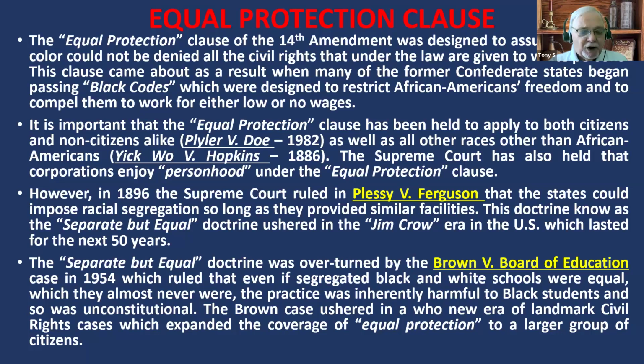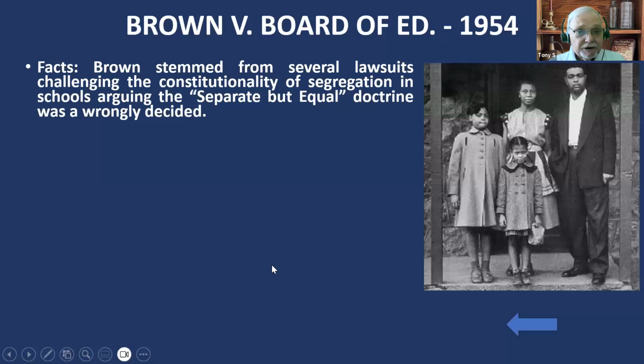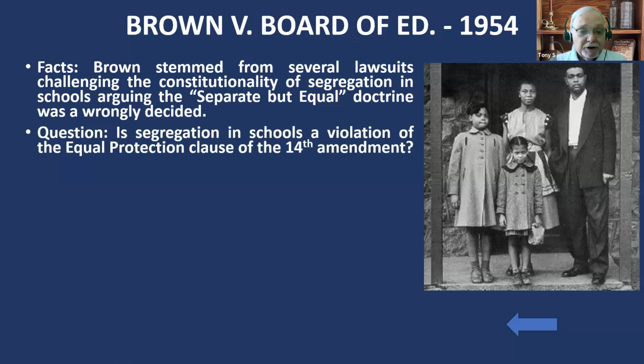This just absolutely overturned decades of segregation in America and ushered in a whole new era of landmark civil rights cases, which expanded the coverage of equal protection. So let's look at the Brown case. This is Linda Brown and her family in, I think, Topeka, Kansas. I believe that's where the case was originally filed. Brown stemmed from several lawsuits challenging the constitutionality of segregation in schools, arguing the separate but equal doctrine was a wrongly decided doctrine. So, was it? That was the question.